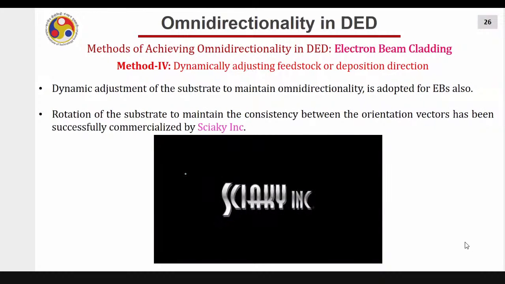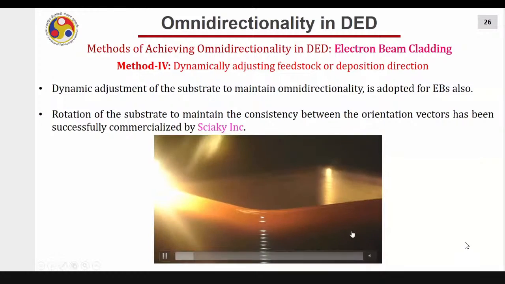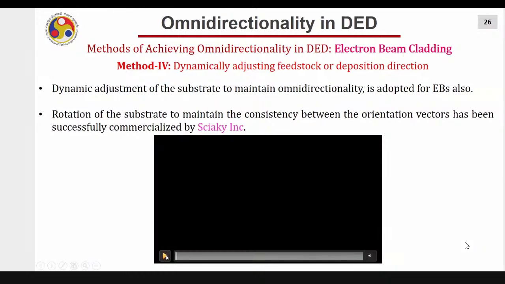Or you can dynamically adjust the feed stroke deposition direction. Now there is a video by Siaki, so you will be able to see that in the beginning itself. So I'll rerun this. They used to rotate the substrate. They have a rotary axis on the substrate, and in our words now we can say that they are dynamically adjusting the deposition direction by rotating the substrate appropriately by the 4th axis. So you just see this here in the beginning itself.